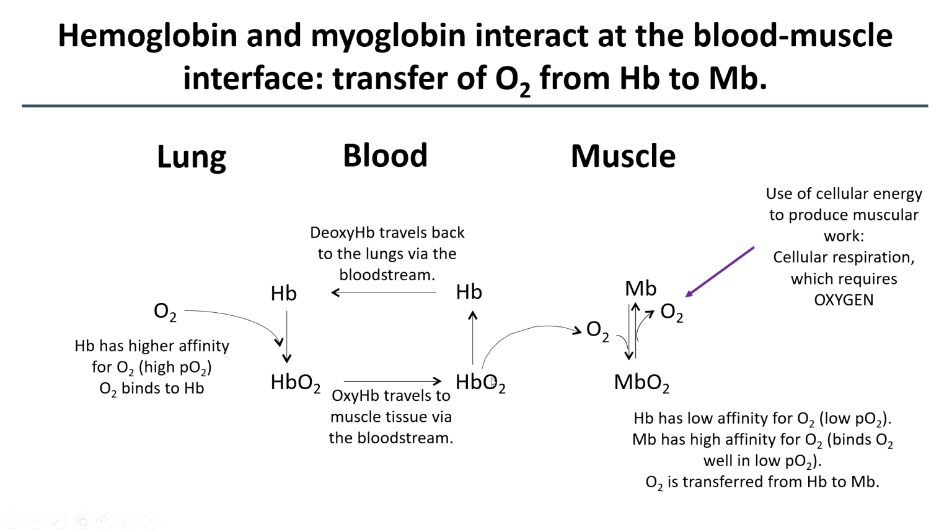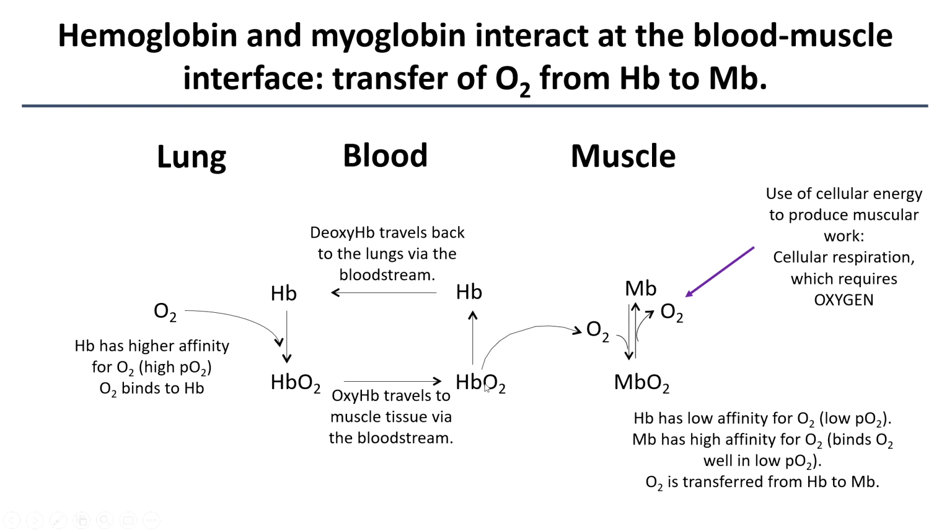Complicating matters for hemoglobin is the presence of myoglobin, which has a very high affinity for oxygen, even when oxygen concentration is low. And so the moment that hemoglobin loses that first oxygen, myoglobin is already there, ready to grab it up and store it.